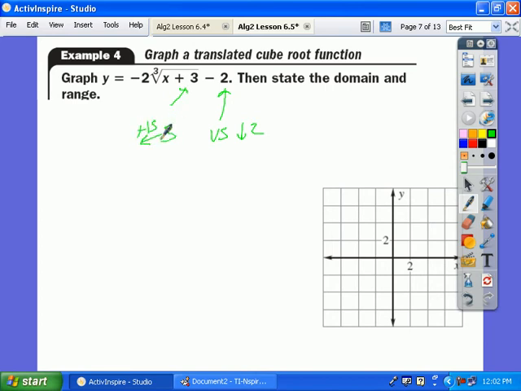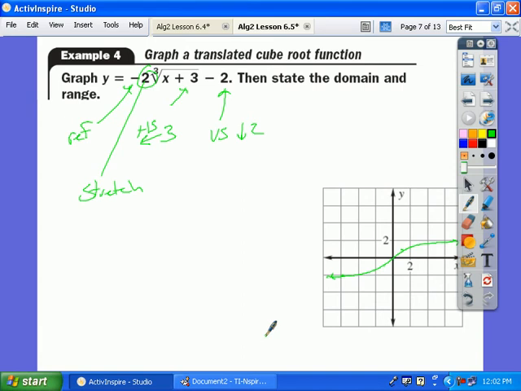Okay, so if we start with our original graph, that looks something like this. Sorry, I overdrew that. We start with our original graph that looks like that. That's the cube root graph. And so this is what I'm going to transform. If I do these four transformations, I'll get the new graph.